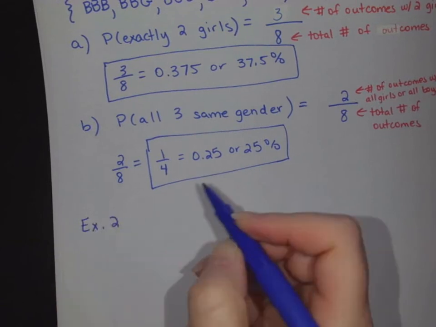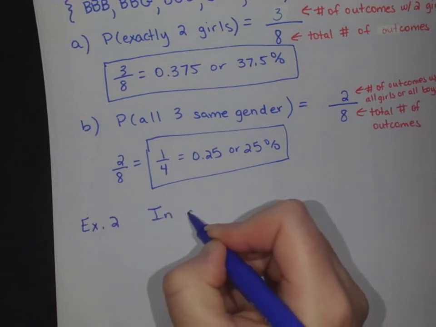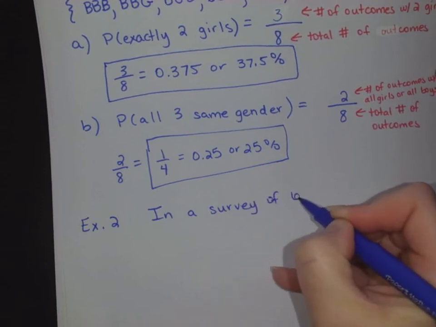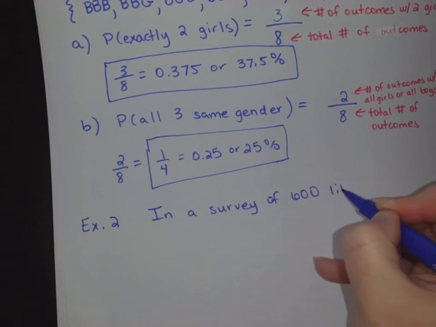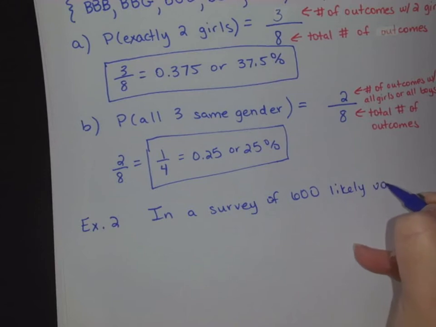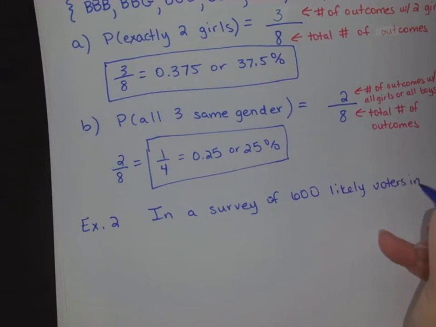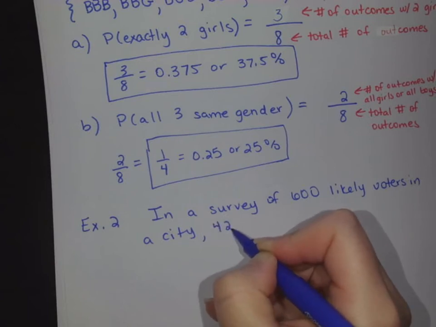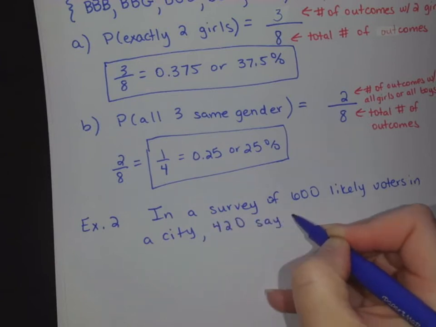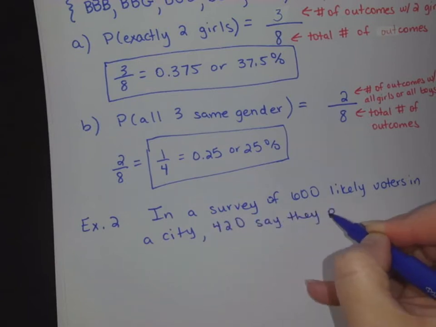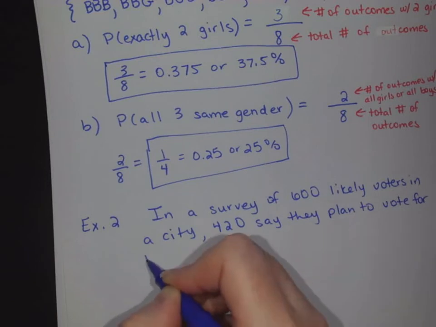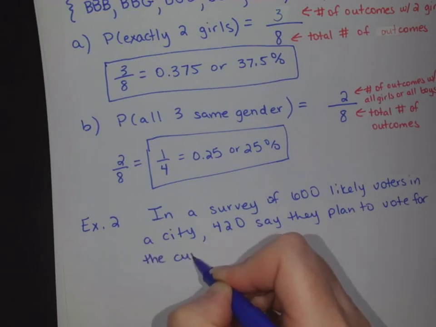All right, so let's look at another one. So let's say that we surveyed 600 likely voters in a city. And 420 of those say they plan to vote for the current constable to be reelected.